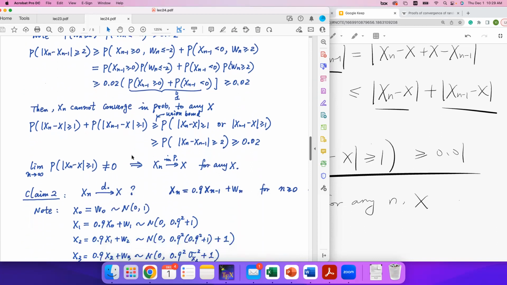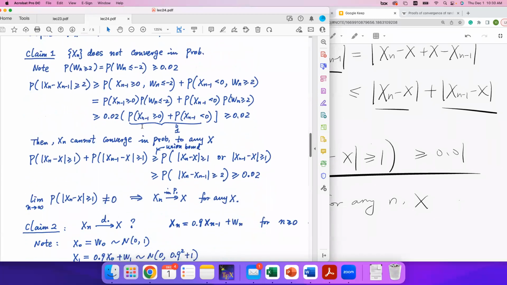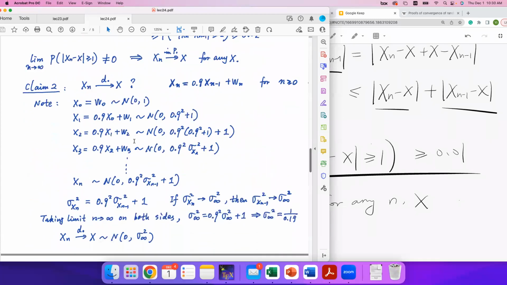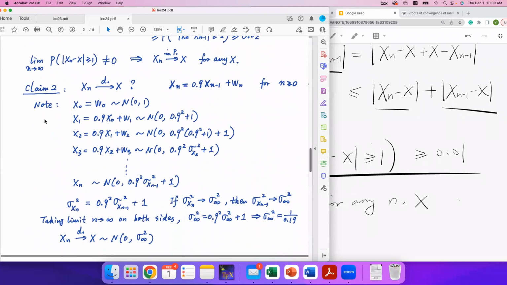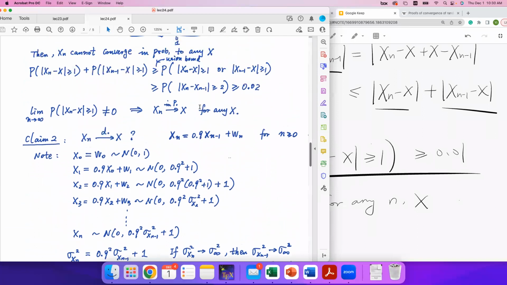Okay, so this is an interesting example about random walk, and we can check that. I have 1 minute, but I want to go over this one. We can check that it converges in distribution to a certain random variable. Okay, why is that?